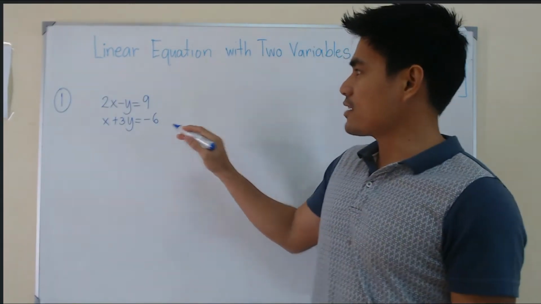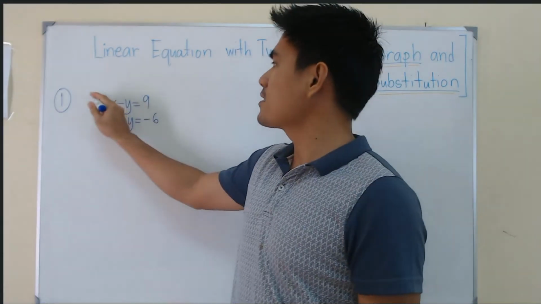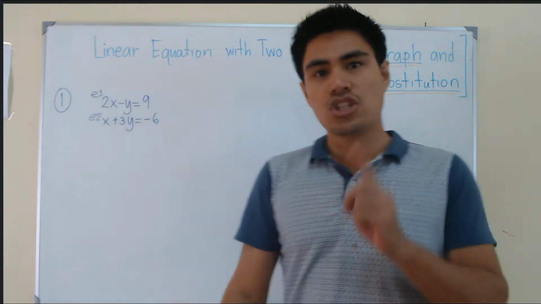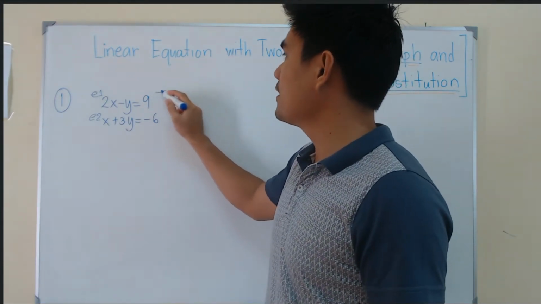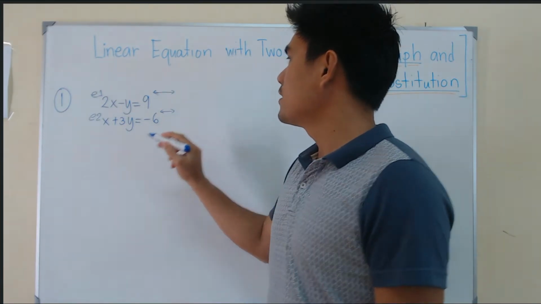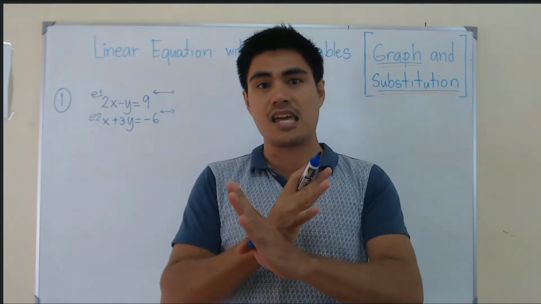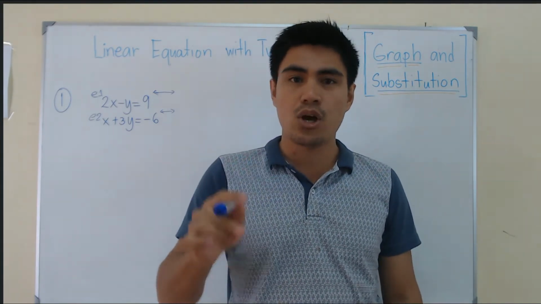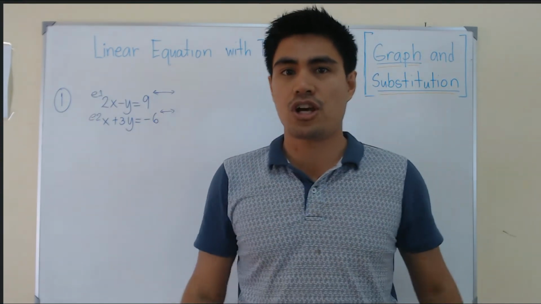Okay, so this is the problem and there are two equations. This is equation number 1 and this is equation number 2. Each equation represents a line. That means this one is a line, and this one is also a line, and they are non-parallel lines. That means they intersect at one point, and that is our solution. We are going to find what point equation 1 and equation 2 meet each other.